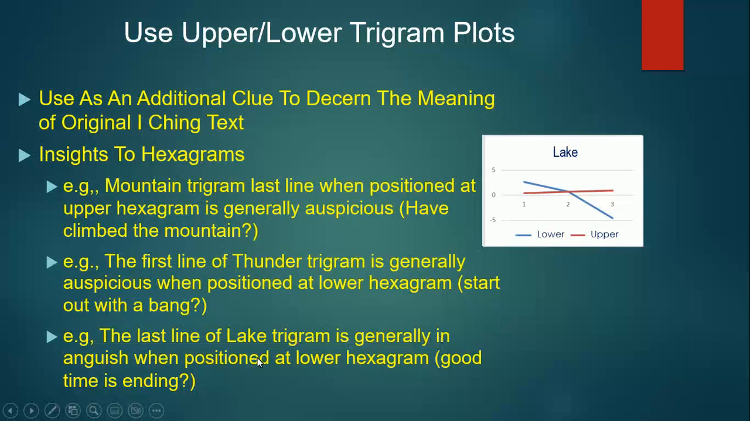The last line of the lake trigram is generally in anguish when positioned at the lower hexagram. So you can see that it starts out pretty auspiciously for the whole lower hex configuration, but you end up in the anguish area. What does that mean? Maybe that means the good time is ending or too much indulgence.